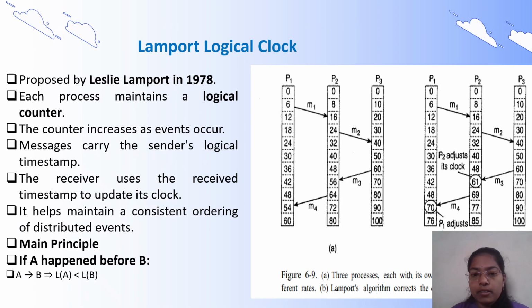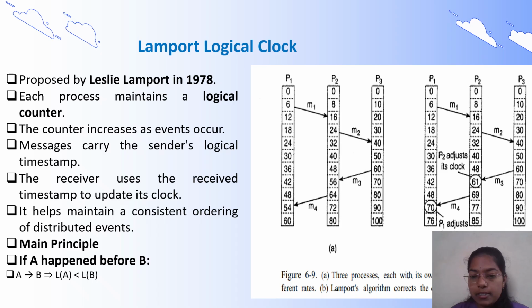Let us understand the concept of Lamport logical clock by an example. There are three processes called P1, P2 and P3. P1 sends the message to P2 and P2 sends the message to P3. Here from the arrow we can recognize this is a sender and this is a receiver.